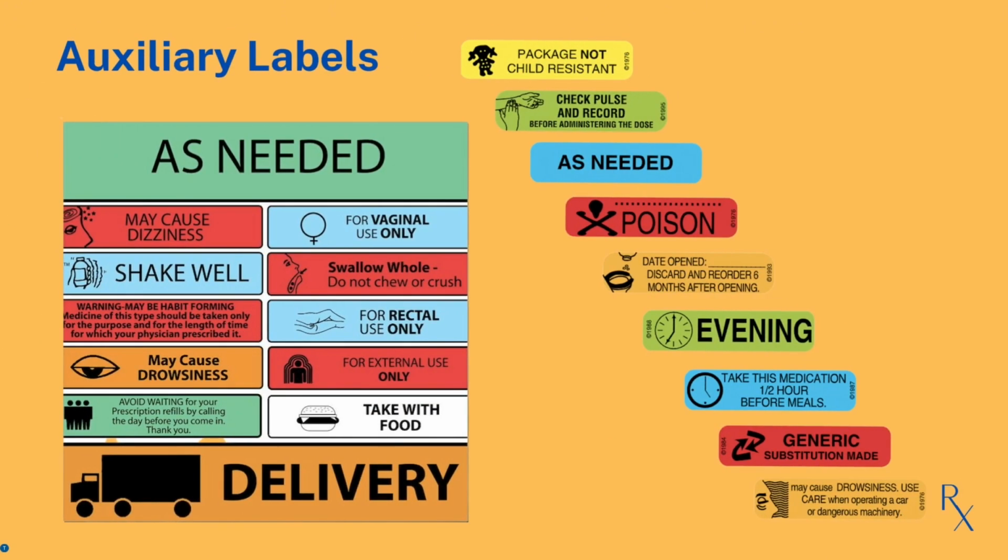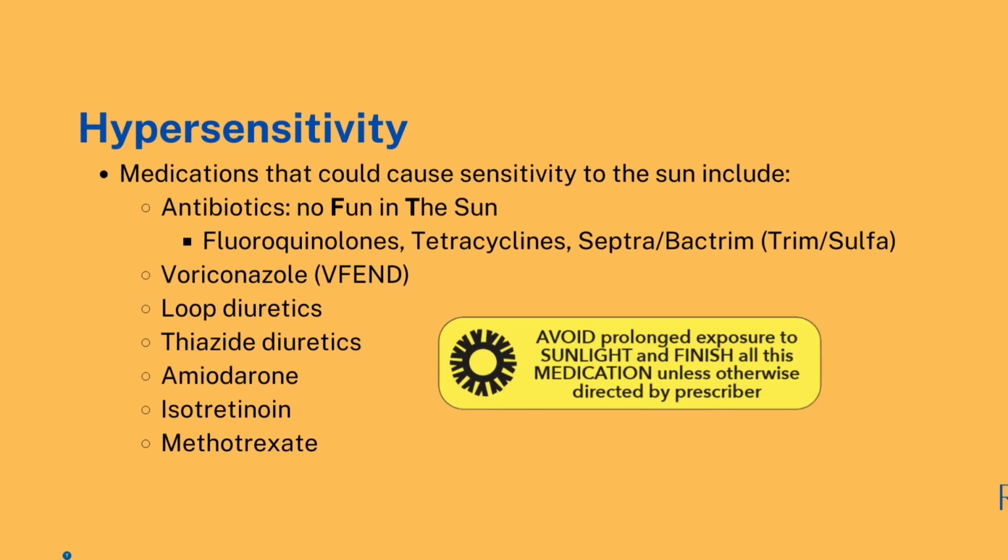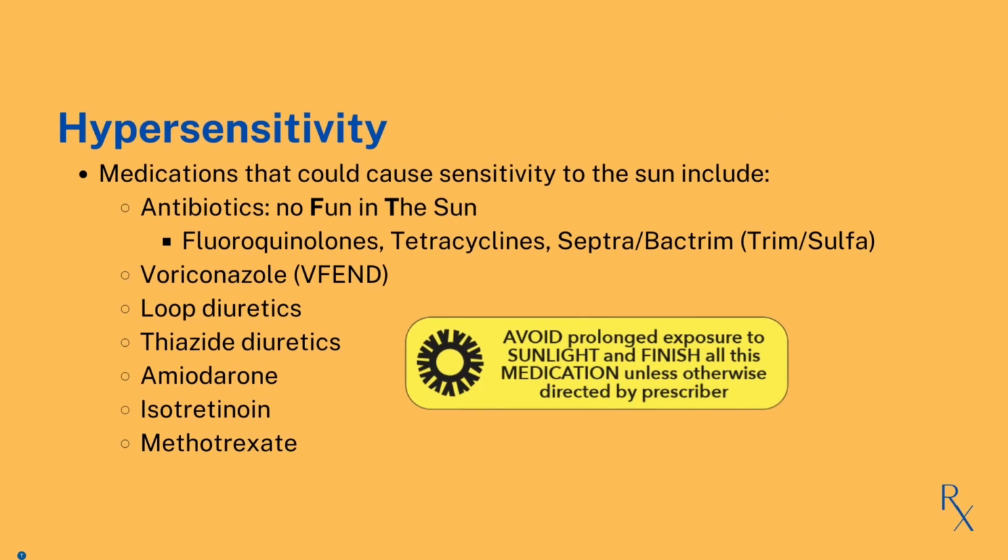Here you could see a couple examples of auxiliary labels. You see these around community pharmacists and inpatient pharmacists all the time. They may read, may cause dizziness, shake well, take evening, generic substitute. So you'll see these throughout the pharmacy, and they are vital for patient compliance. Here you could see a couple medications that cause hypersensitivity, so they'll need the auxiliary label of avoid prolonged exposure to sunlight. These medications include the list here.